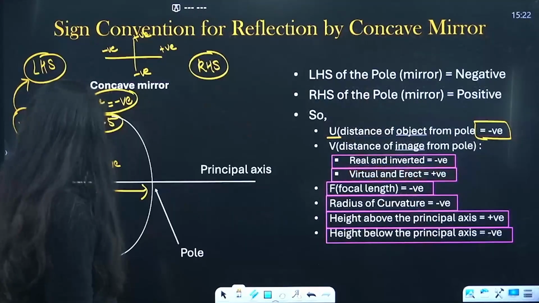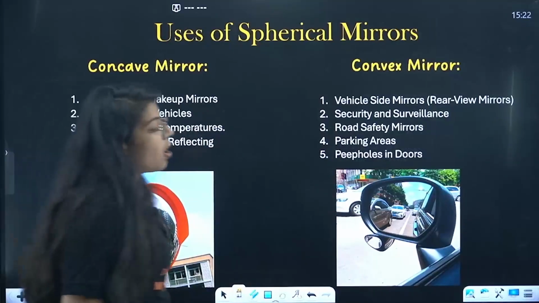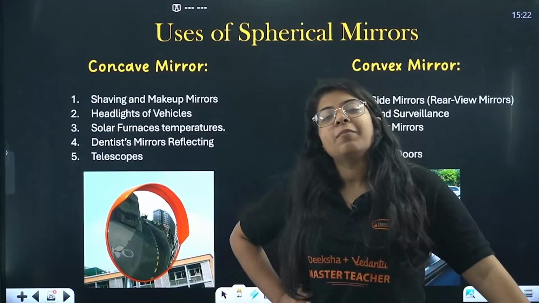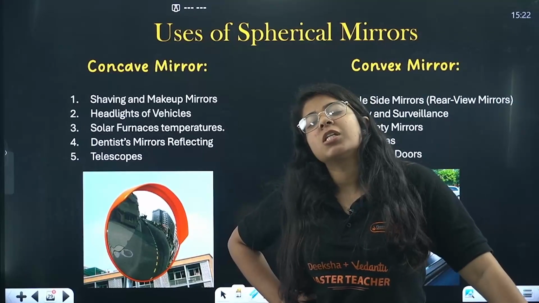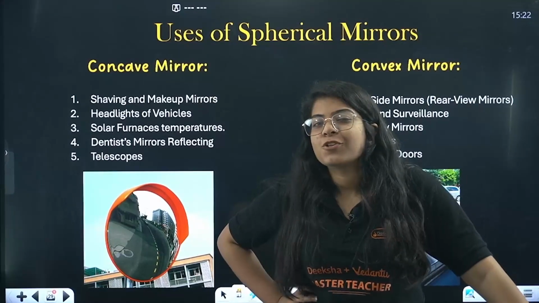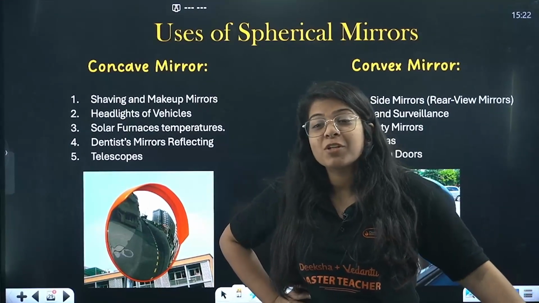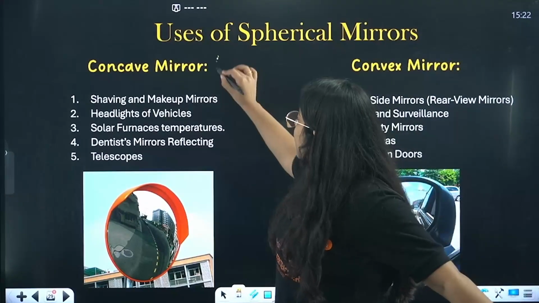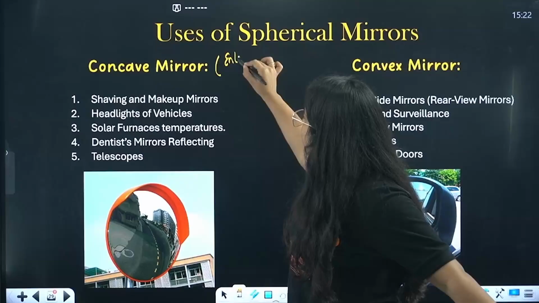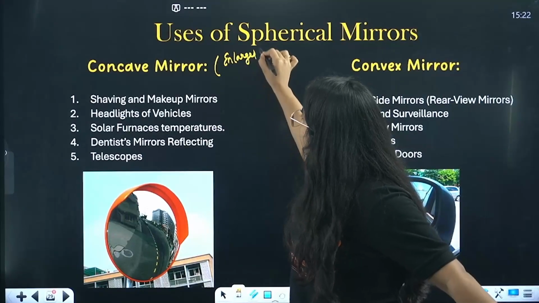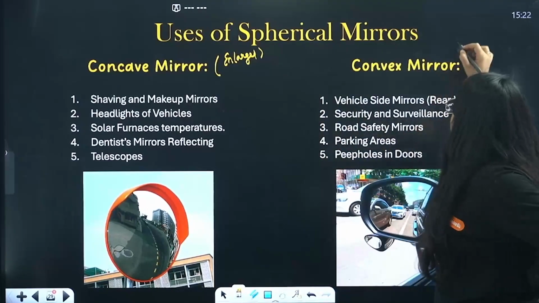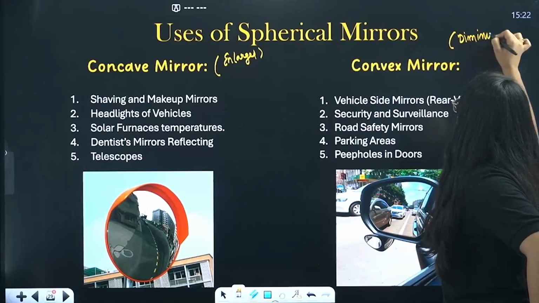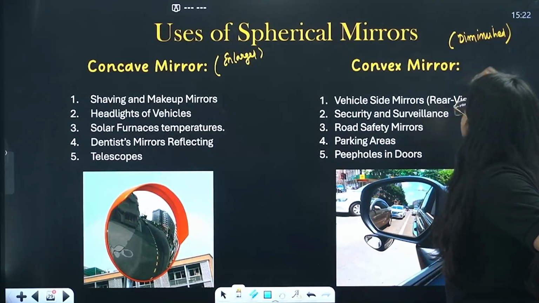Okay, before that, let's go through the uses of spherical mirrors. They will ask you a question like, okay, tell me the focal length of a mirror used in a barber shop. Then you should know which mirror is used in the barber shop, right? So that's why uses are important. See beta, concave mirror makes an enlarged image, right? Convex mirror always forms a diminished image. We saw that both the cases it is forming a diminished image.